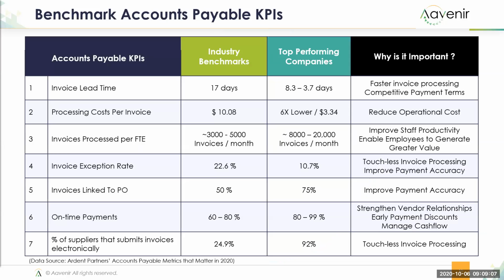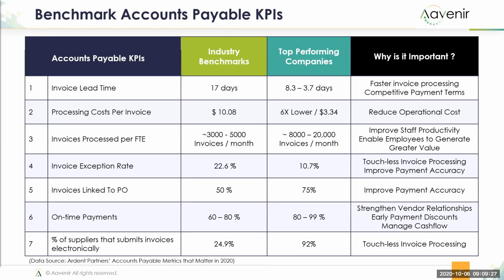So moving on to the actual KPIs, this is a helpful chart that identifies some of the critical indicators within the realm of AP. And more importantly, it notes the industry benchmarks compared to top performing companies. So just pay close attention to the second and third column.